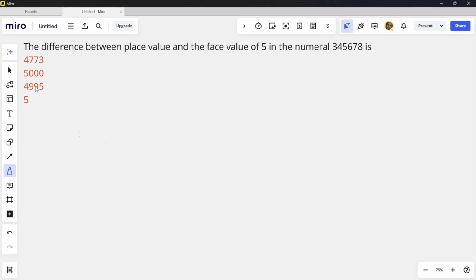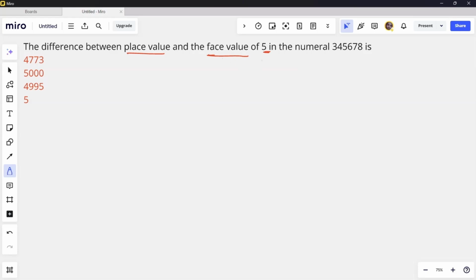So as you can see, the question is: the difference between the place value and the face value of 5 in the numeral 345678. Let me tell you what is place value and what is face value. So the difference between place value and face value of 5 in the numeral.